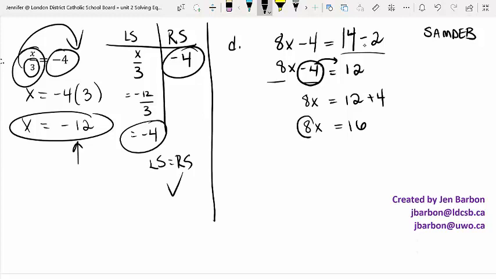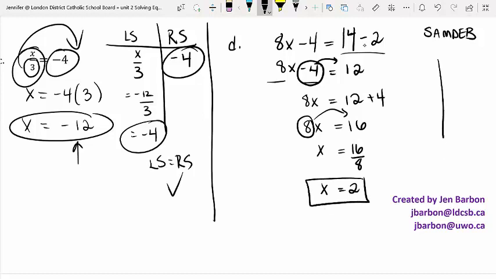Now I need to get rid of the 8, so let's bring the 8 to the other side. Okay, it was multiply by 8 before, so when it goes to the other side it turns into divide by 8. Okay, and now your answer is going to be 2. I'd like you to try your own left side, right side check for that one. Okay, and that's the end of the lesson.